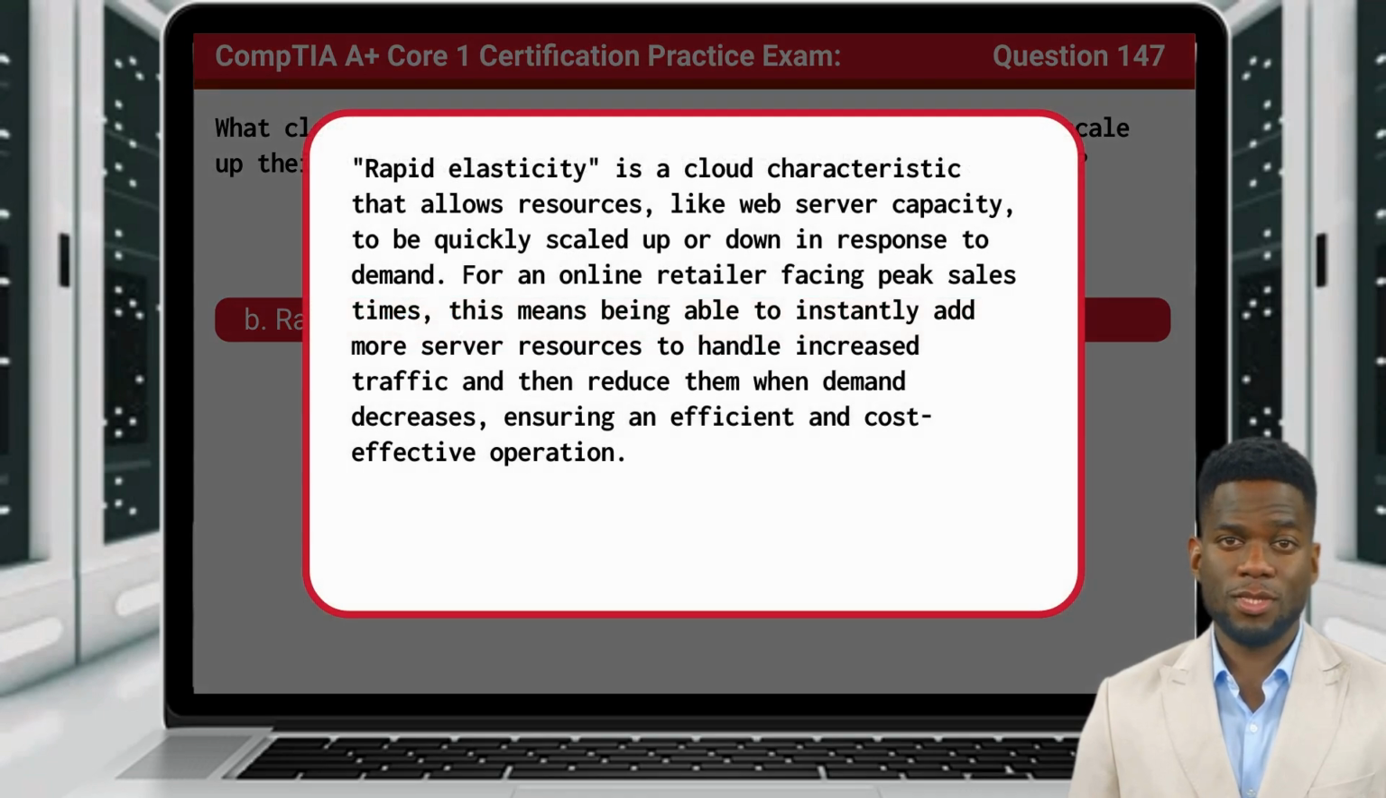Rapid elasticity is a cloud characteristic that allows resources, like web server capacity, to be quickly scaled up or down in response to demand. For an online retailer facing peak sales times, this means being able to instantly add more server resources to handle increased traffic and then reduce them when demand decreases, ensuring an efficient and cost-effective operation.